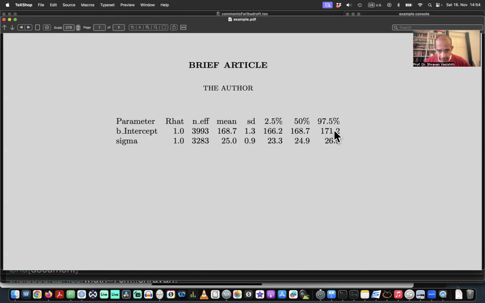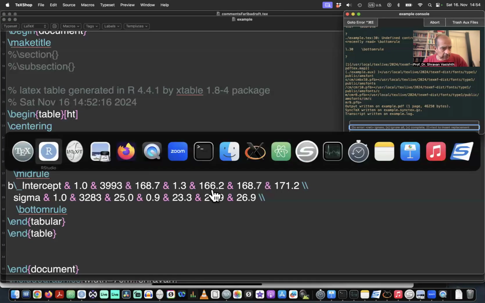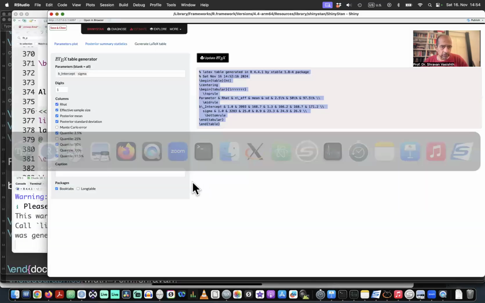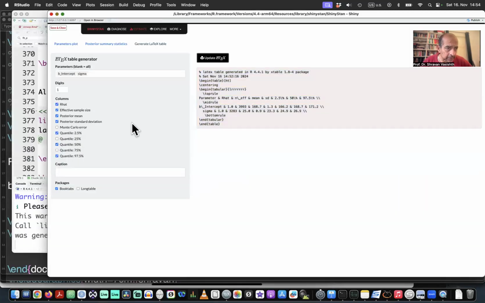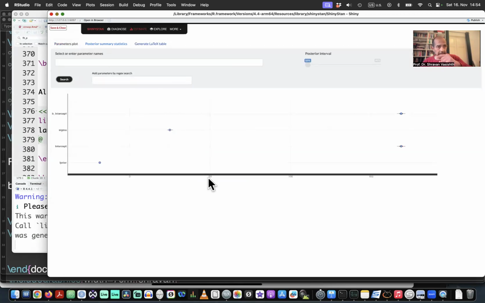So this lower bound, and I meant this lower bound and this upper bound, not the 50th quantile. So I would report this number and this number for the posterior distribution of the intercept, and similarly for the sigma. Okay, so this Shiny Stan thing is pretty useful, I guess, if you want to look at summary statistics and the parameters plot and so on graphically.